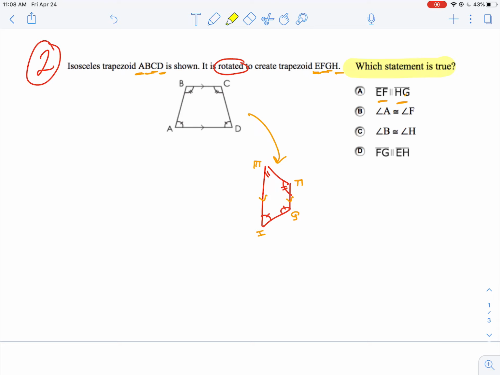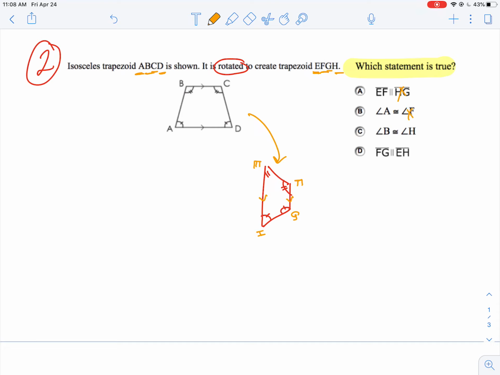EF is parallel to HG. Is EF parallel to HG? No. Parallel means that if you extend those lines, they will never cross, and if you extend EF and HG, they will. Okay. Angle A is congruent to angle F. So is angle A congruent to angle F? No. Angle A has 1 marking, angle F has 2 markings. Okay, so that's not good.